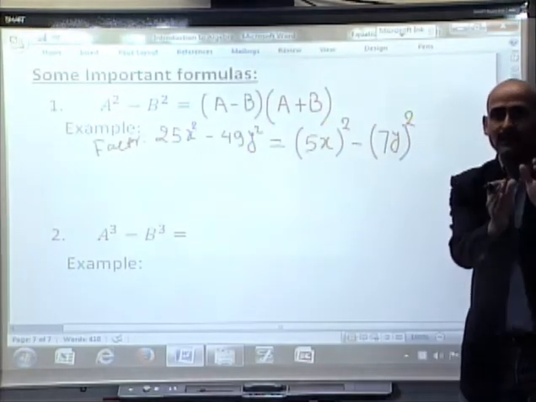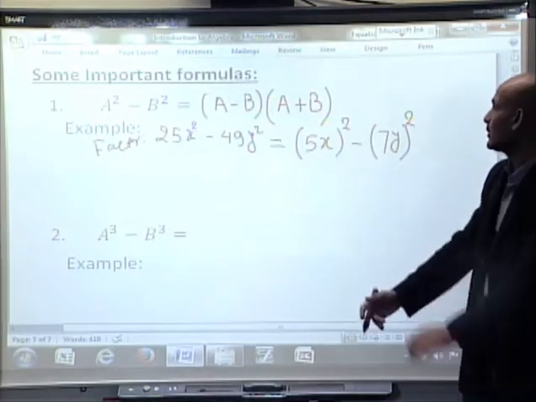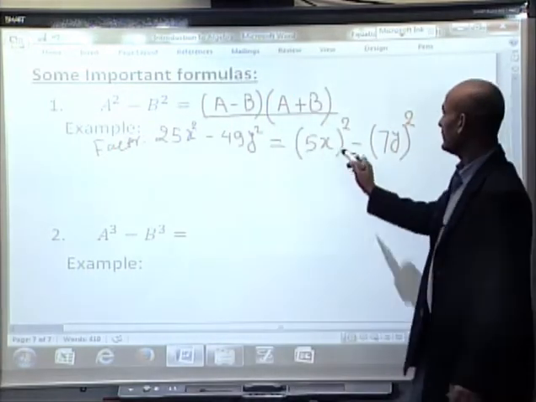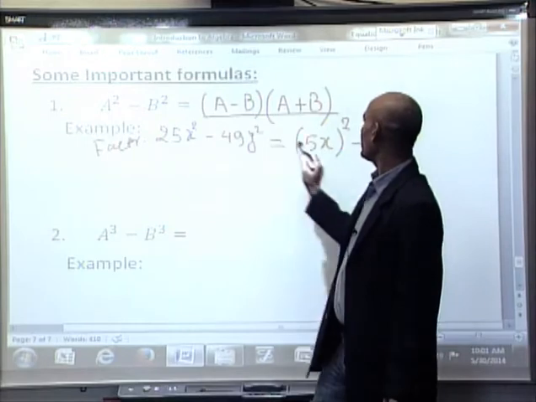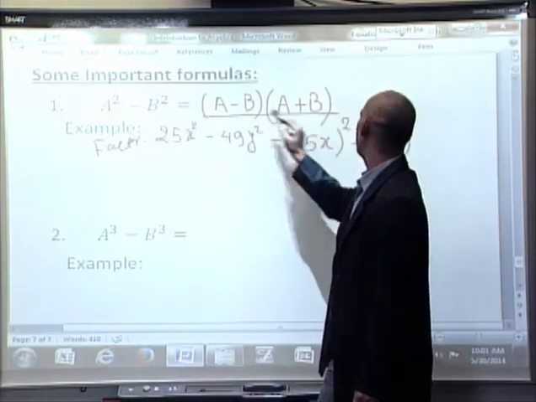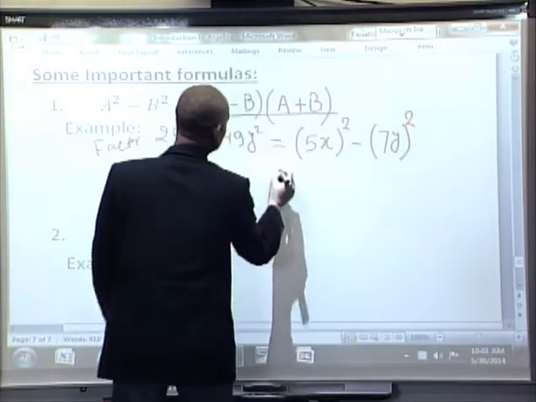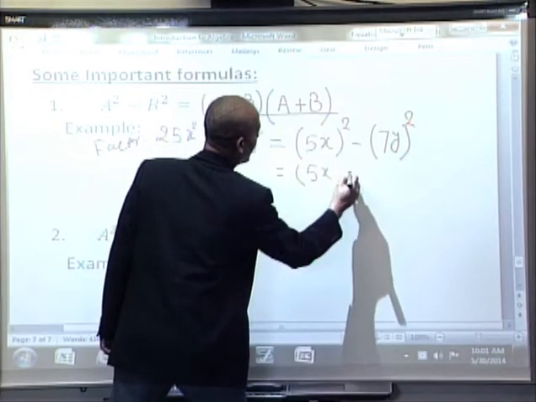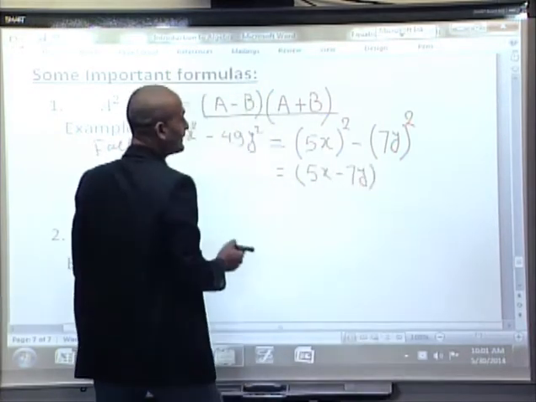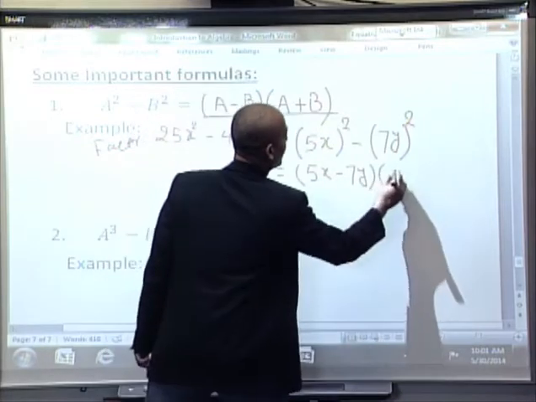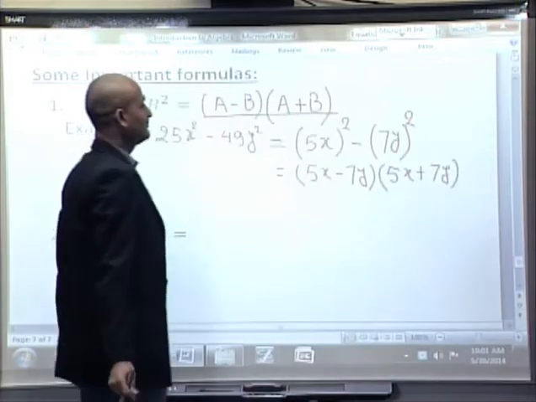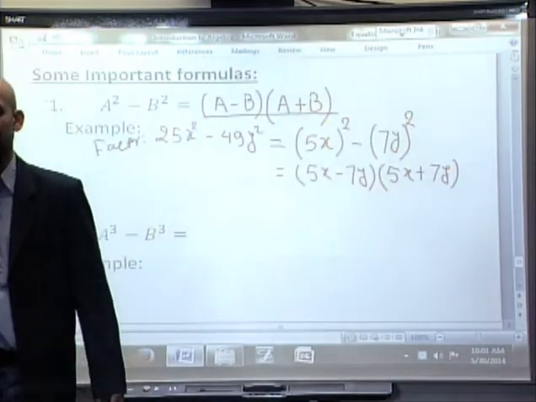If you have a square of a quantity minus the square of another quantity, and if you remember this formula, we are done. For this expression, A is equal to 5x and B is equal to 7y. So, in that formula format, A minus B times A plus B is 5x minus 7y times 5x plus 7y. Factoring is done.